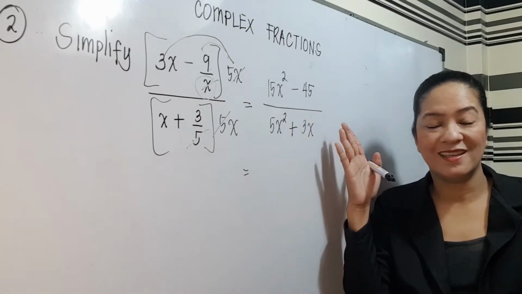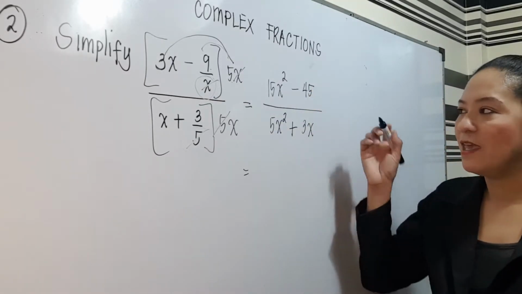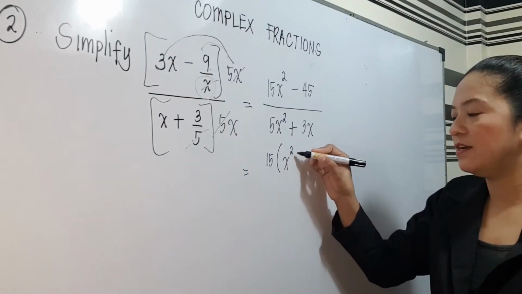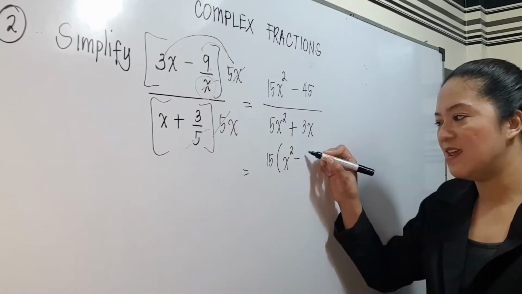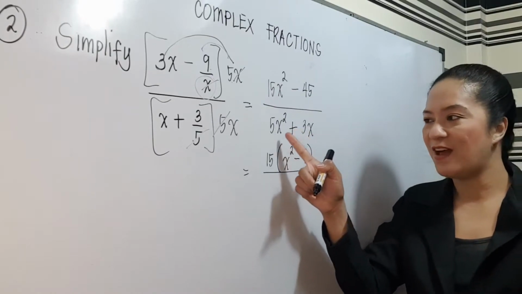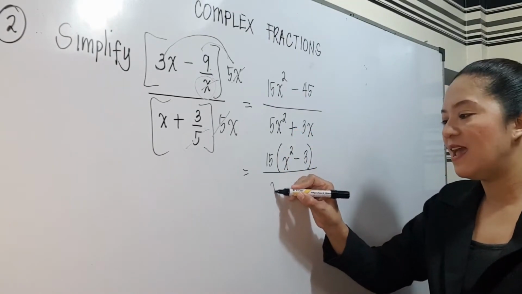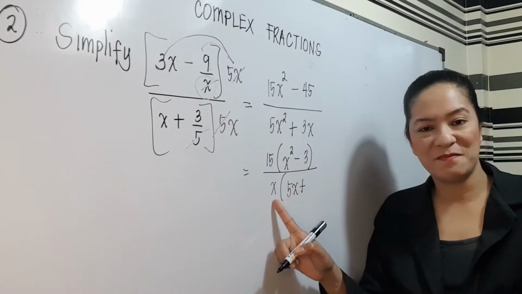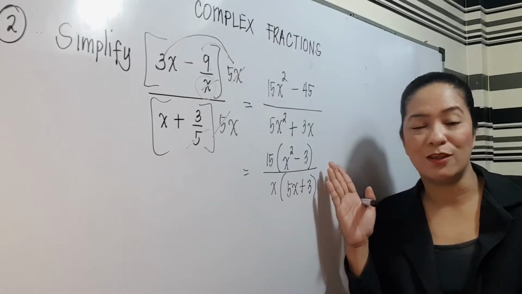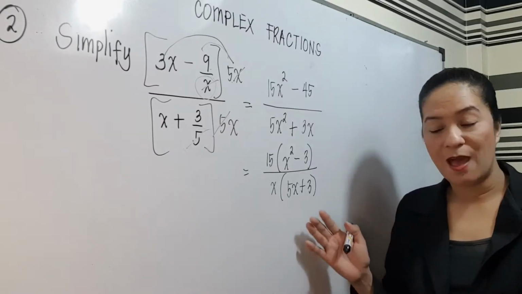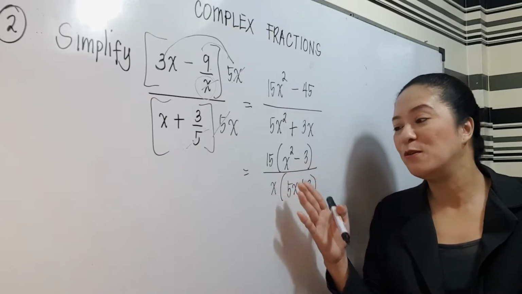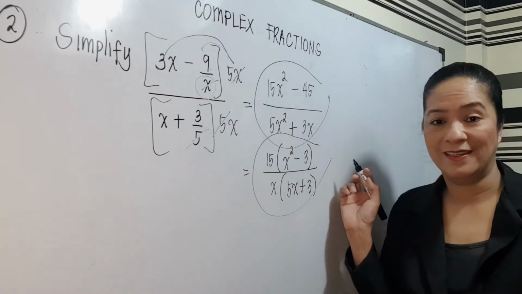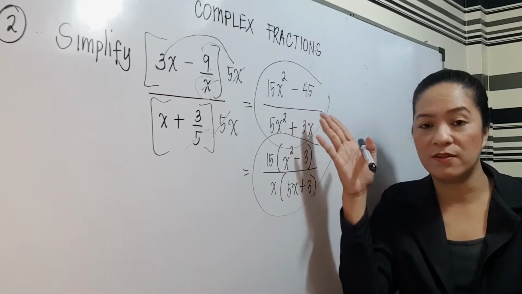Then, let's look at the resulting fraction. Let us see if we can factor. The numerator, what's the common factor? The common factor is 15. So we have here 15x squared divided by 15 is x squared minus 45 divided by 15 is 3. Over 5x squared plus 3x, the common factor is x. So we have 5x squared divided by x is 5x plus 3x divided by x is 3. Now, why do we have to factor? To see if it can still be simplified. Now, do we have common factors here? There are no common factors that can be cancelled. So therefore, you can express your answer like this or like this one. Whichever answer is correct, because this one can no longer be simplified.